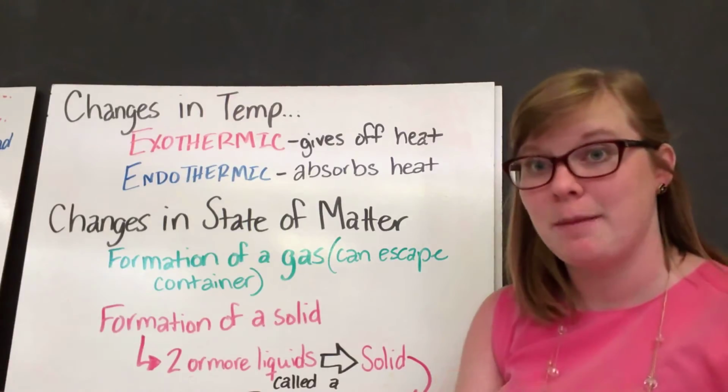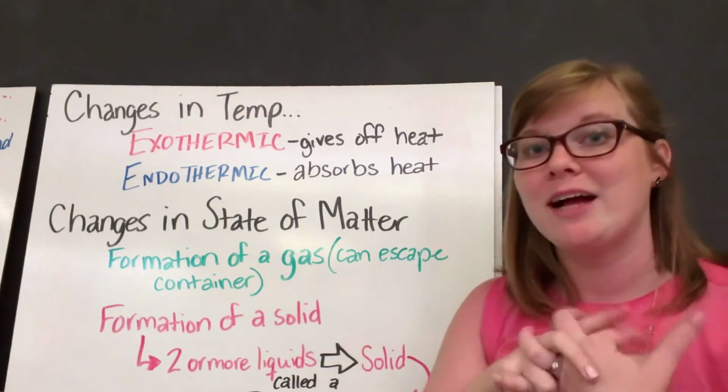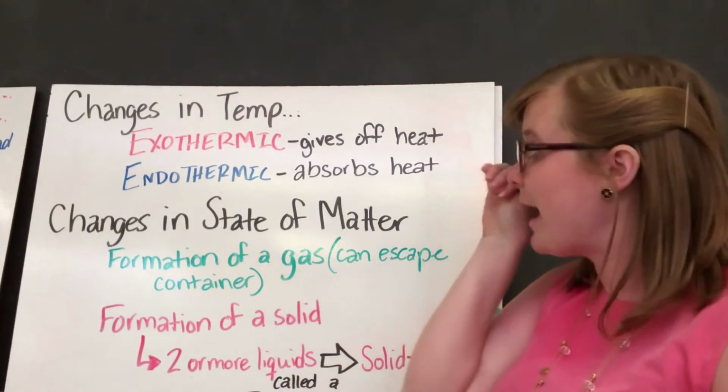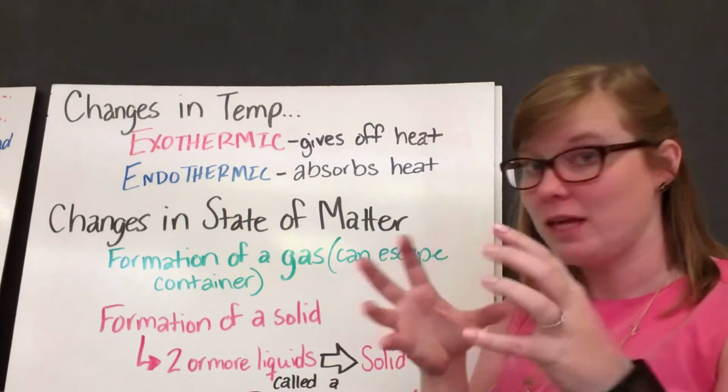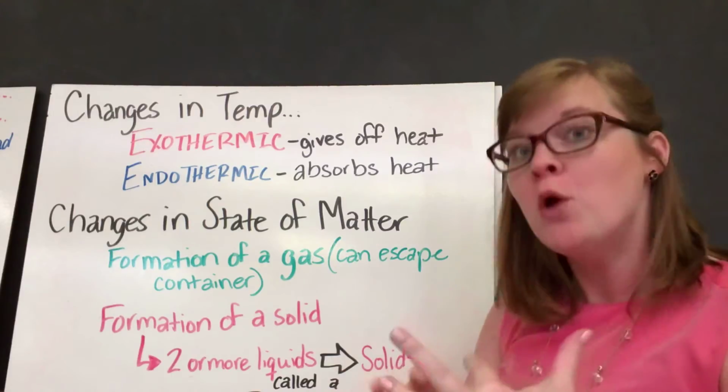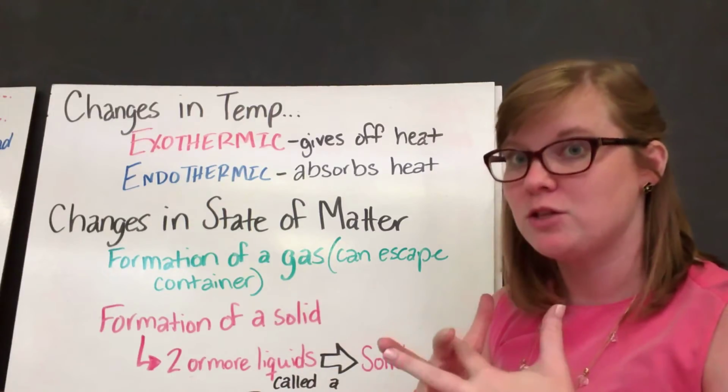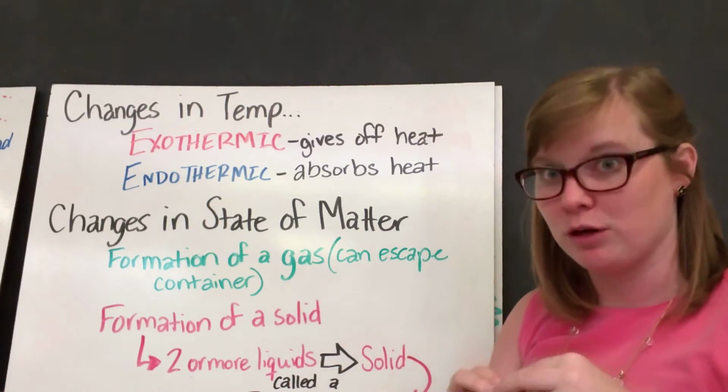So, changes in temperature. Reactions fall into two categories, exothermic and endothermic. Exothermic reactions give off heat. They're going to make their surroundings warmer. When you think of the big fiery explosions, those are definitely exothermic.